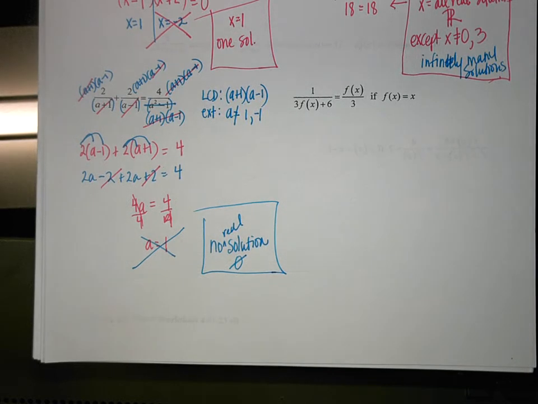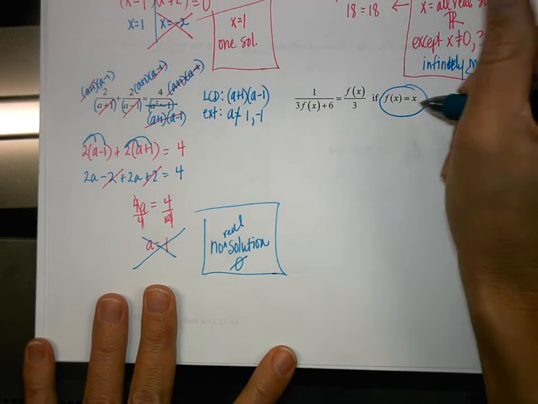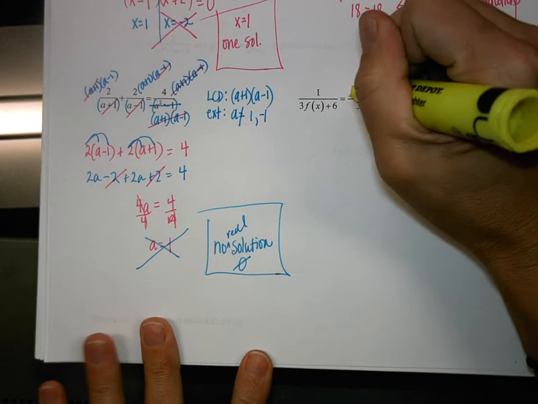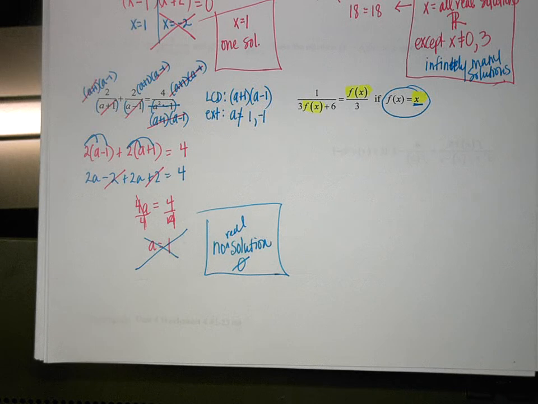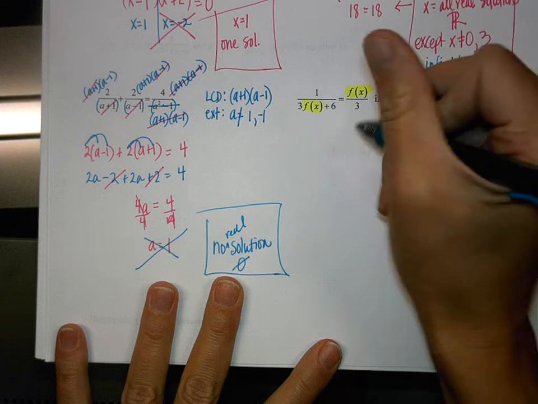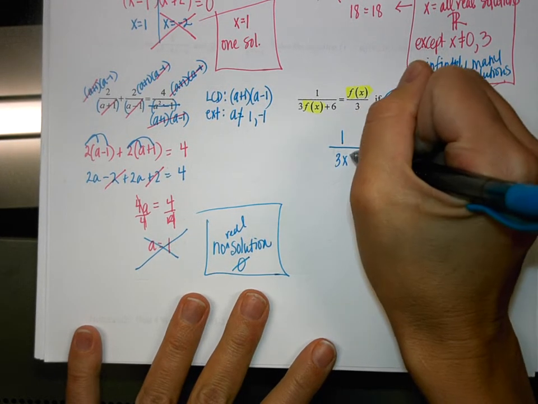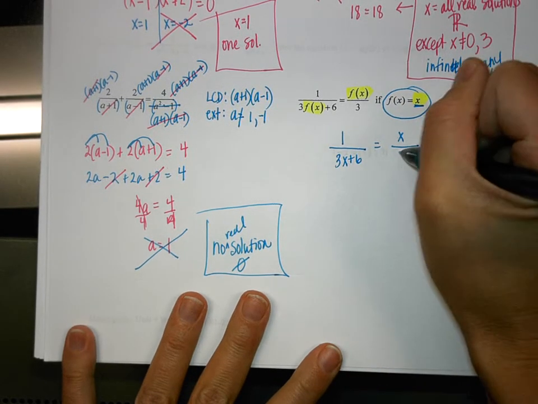Okay, this is called a composition function. We've been doing these this whole entire year. All this is saying is that wherever we see f of x, we plug in x. If you needed to, you could go through and highlight the f of x's and highlight what you're going to put in there. Okay? So this means right now, if I rewrite this, I'm going to have 1 over what? 3x plus 6 equals, and what's going to be on the other side? X over 3.